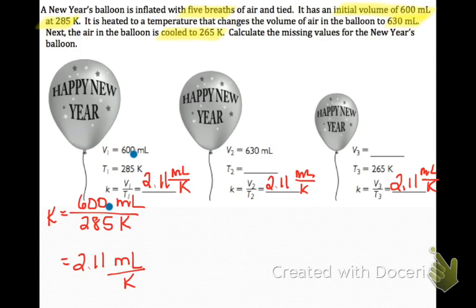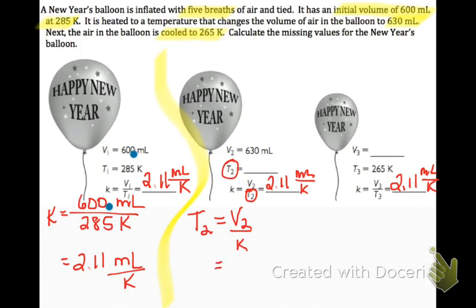So let's plug in what we need to figure out for T2. Let me separate these out. For the second experiment, we need to figure out what T2 is. If I isolate T2, I should have T2 is equal to V2 over K.